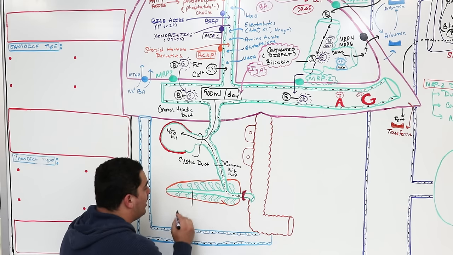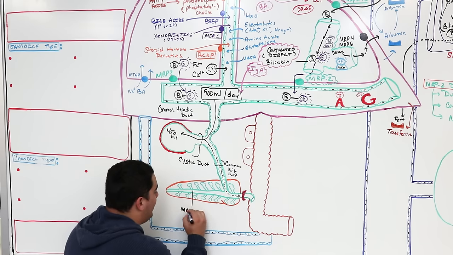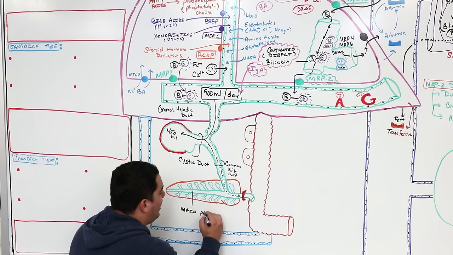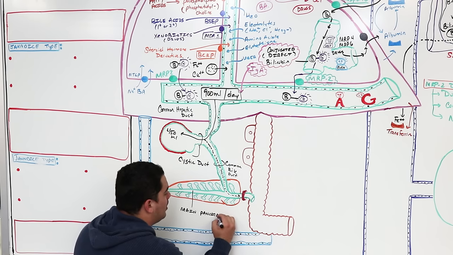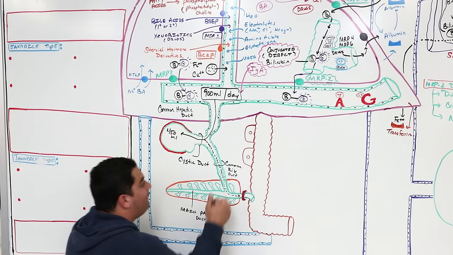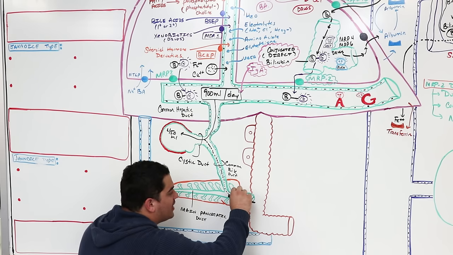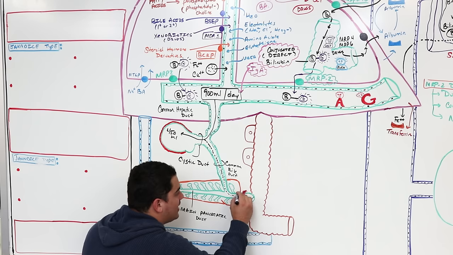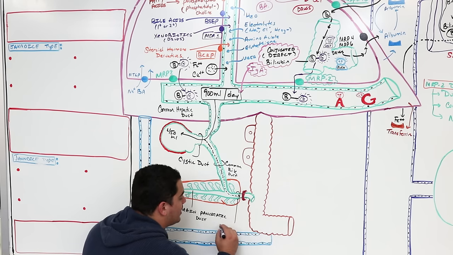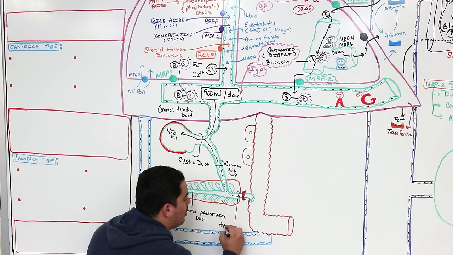What's this duct right here called? This main duct right here is called the main pancreatic duct. They also call it the duct of Wirsung, right? Pancreatic duct. It fuses with the common bile duct right here. And when it fuses, it makes more of this dilated region right here. What is this dilated region right here called? This is called the hepatopancreatic ampulla, the hepatopancreatic ampulla.